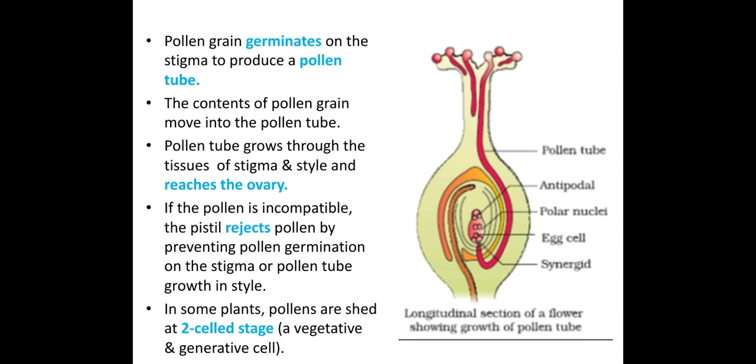Now we'll see the two conditions. First, in some plants pollens are shed in the two celled condition. If you remember, I have told you in the last classes what is the two cell stage and what is the three cell stage.